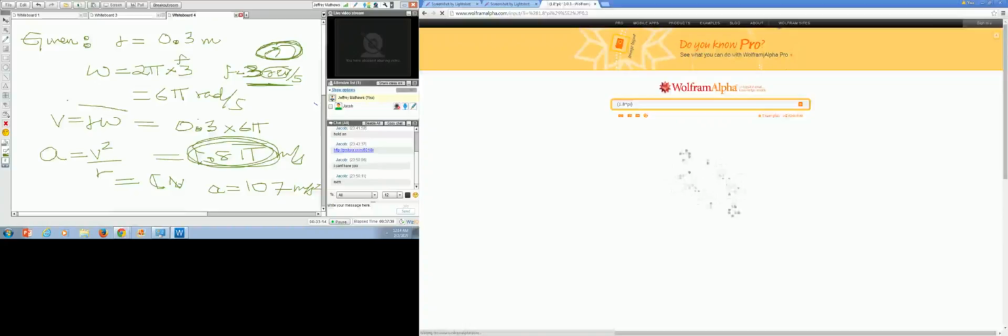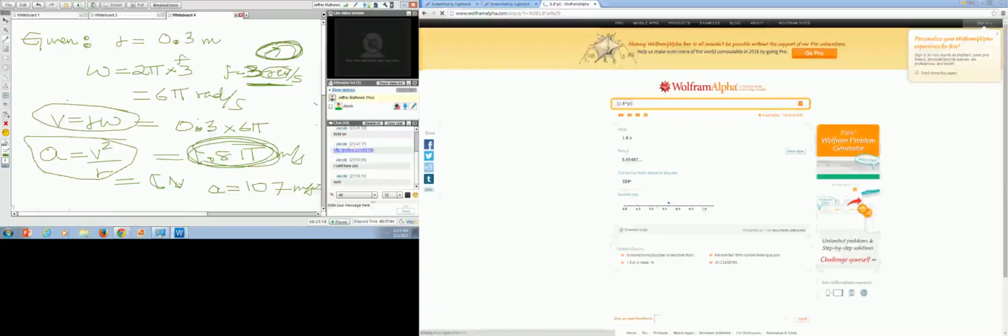So really, it's only these two equations. This whole chapter, all these questions are just these two equations. The only thing you have to remember is they'll give it to you like this, so you'll have to multiply by 2 pi, and always look at the units. If it was per minute, we'd have to divide it by 60.